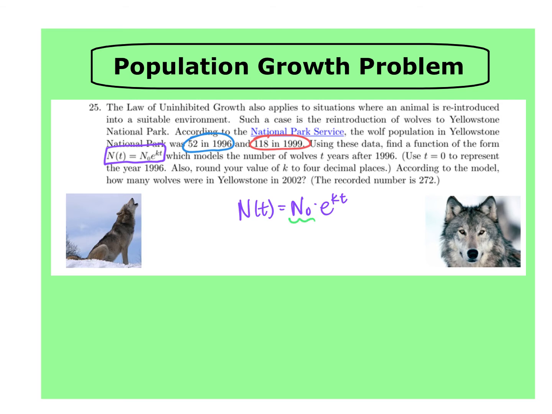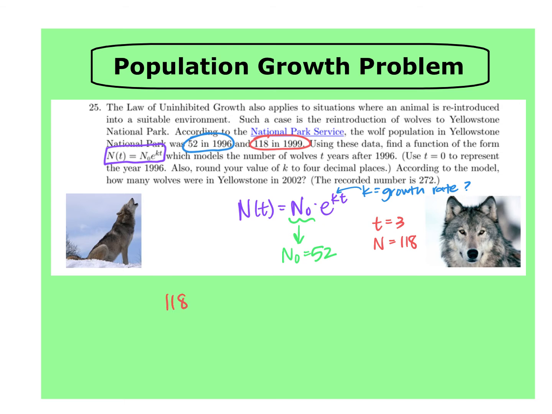That means N naught, the initial population, is the population in 1996, which was 52 wolves. K is unknown. That's what we're going to try to solve for. K is our growth rate, or our rate of growth. And at this point, it's unknown. What we do know is that 3 years later, in 1999, the number of wolves reached 118. We can use this information to back solve for K.